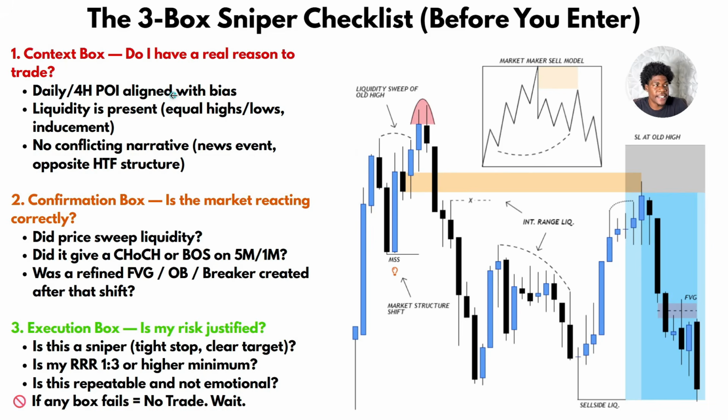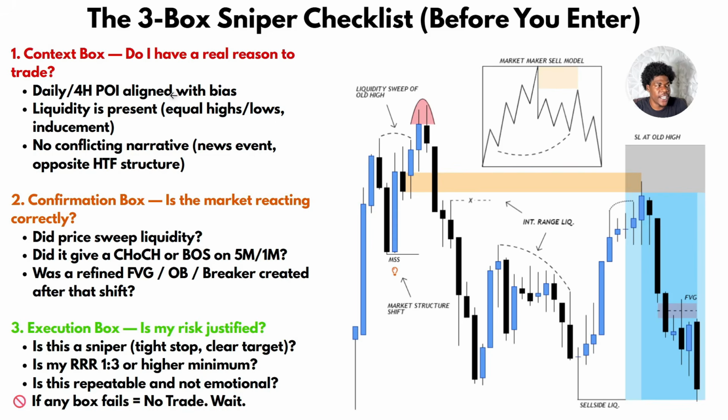The second thing is, is liquidity present? Do we have equal highs or equal lows? Do we have inducements? Do we have consolidation ranges? Do we have any point of liquidity, like a sideways pattern liquidity? I have videos on liquidity also, so make sure you check those videos out. But is there any liquidity present near the higher time frame zones?